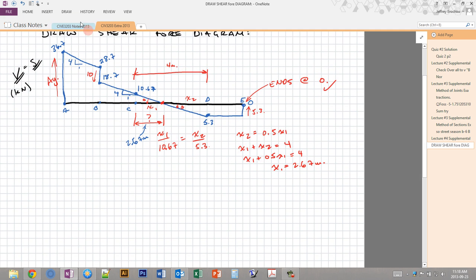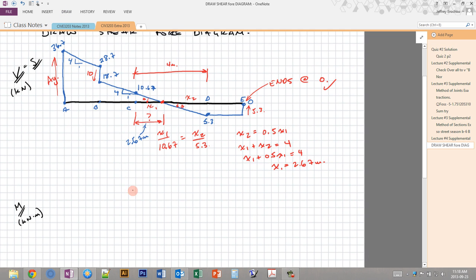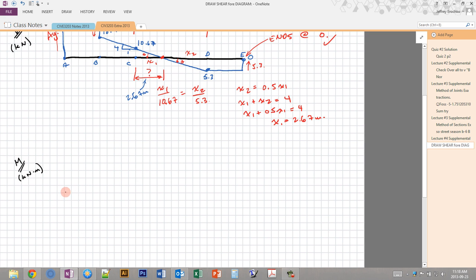So let's find the moment diagram. I'm going to say that that's M, and I'll put the units here, kilonewton meters. I'm going to draw this somewhere about here. So let's draw our beam. That's E, this is A. So how do we start drawing the moment diagram?